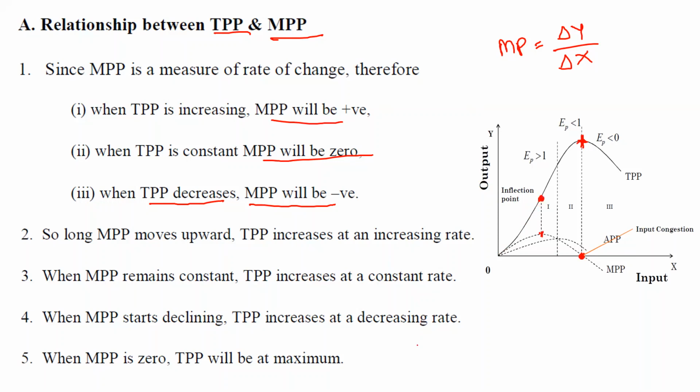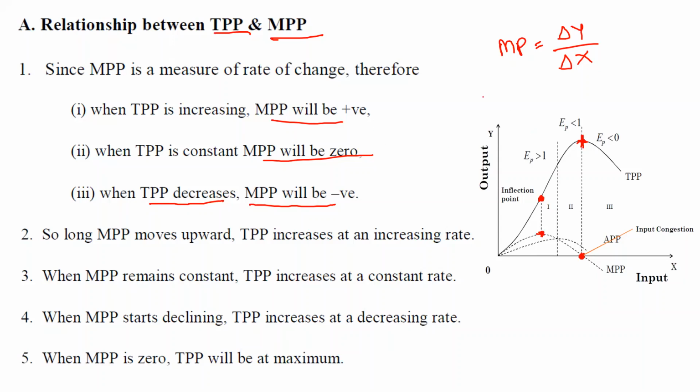Now when MPP remains constant, TPP increases at constant rate. यहाँ पे constant है, तो यहाँ पे constant rate में increase होगा total physical product. And once marginal product starts to decline, total physical product increases at decreasing rate. Increase हो रहा है, लेकिन ये decreasing rate में increase हो रहा है. And when TP will be maximum, MP will be equal to 0. So this is the relationship between total physical product and marginal physical product.